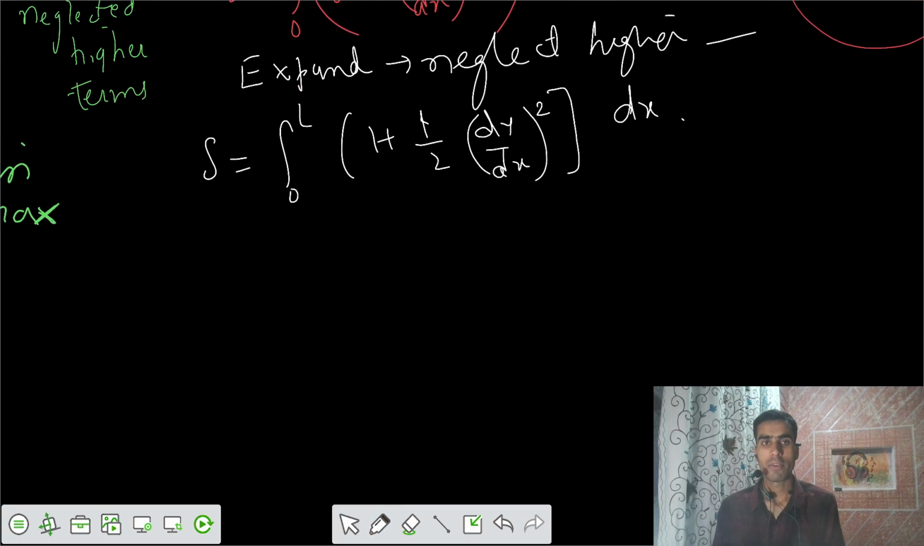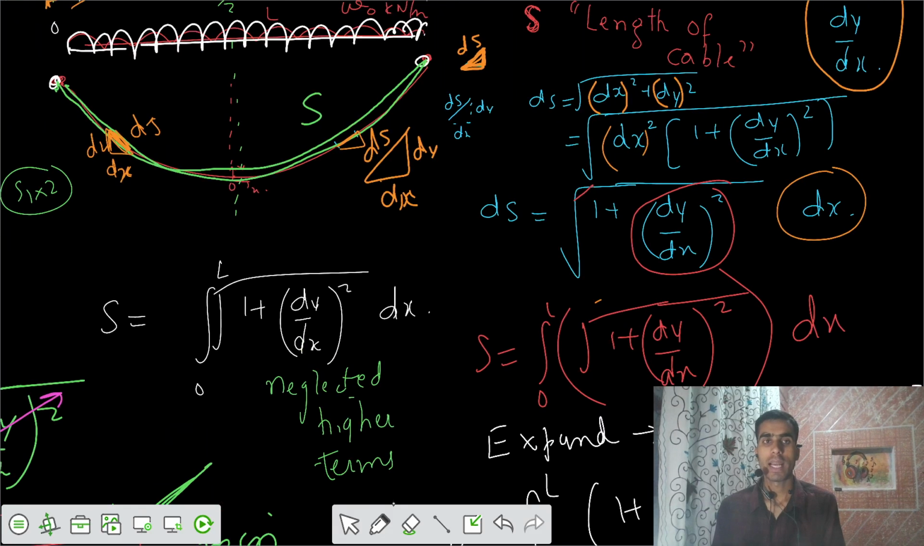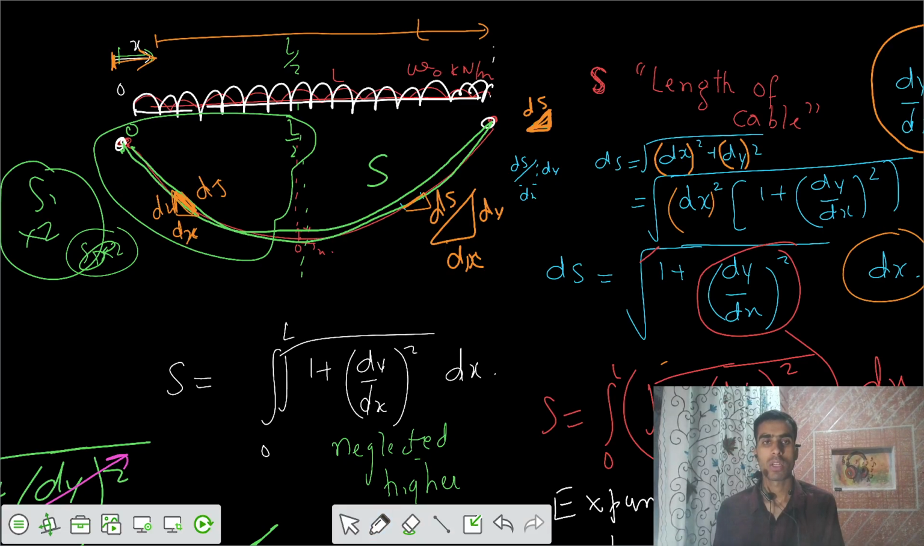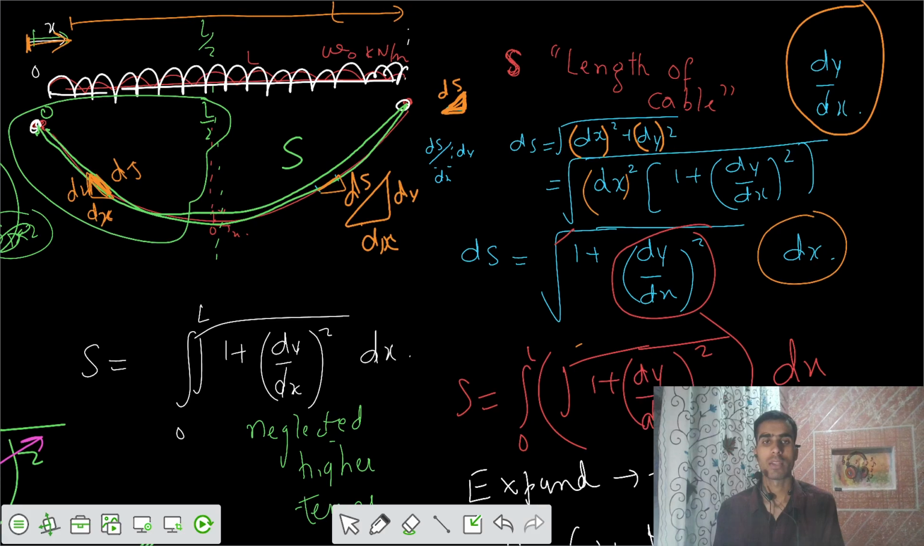Then after that we can integrate it. As we can see, the cable is symmetric about the midspan. So we integrate x equals to 0 to L by 2, because it's symmetric. If we get some length S1, then we multiply it by two, so we can get the total length of the cable.